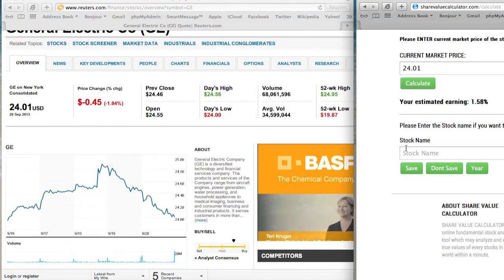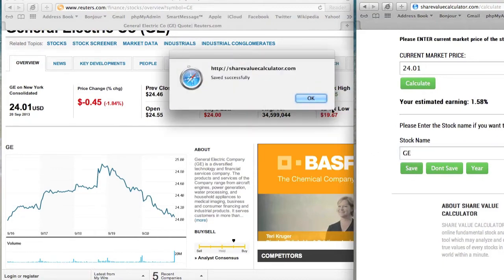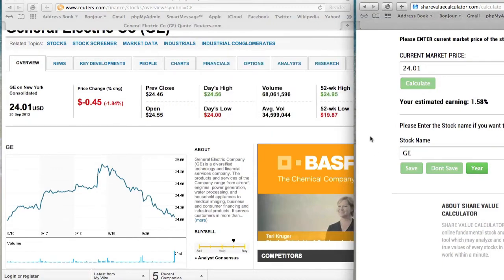Now, let's save this calculation to our watch list to check it later. When we look at today's highest stock price of GE, it's showing that it has reached $24.95. This shows us that the estimated intrinsic value calculator works correctly.